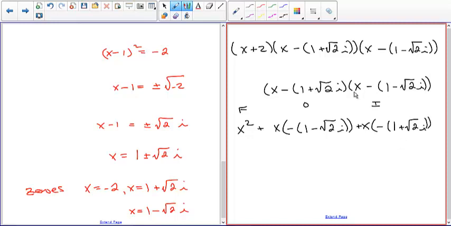Okay, so x times this. Here we take x times that. And then you have negative times the negative. So that'll be positive. So this times that's positive. And then you have 1 plus the square root of 2i times 1 minus the square root of 2i. So those are the three terms.